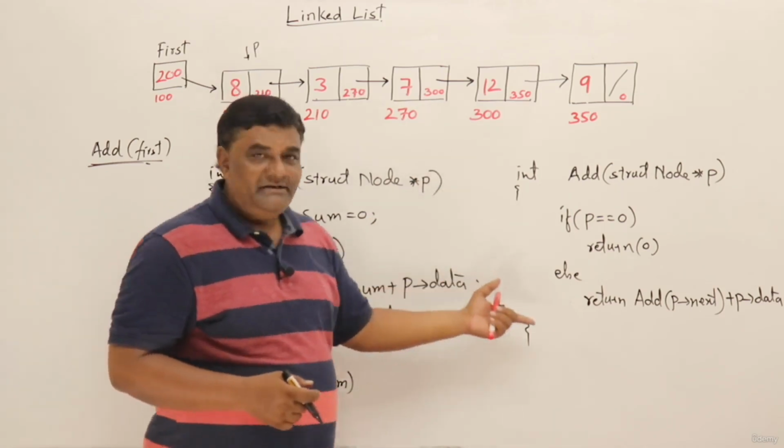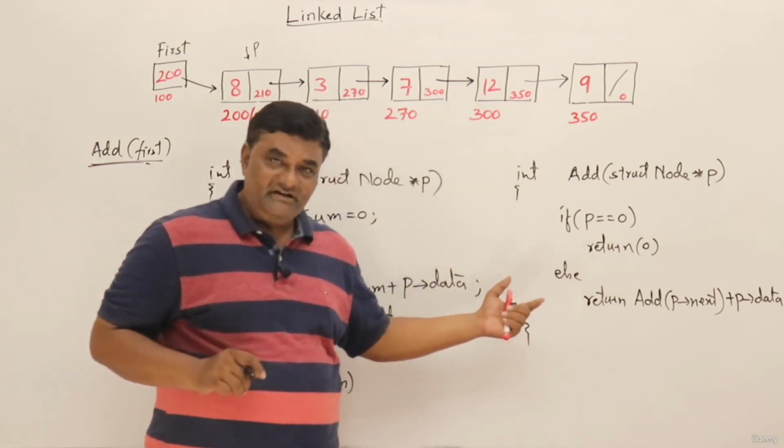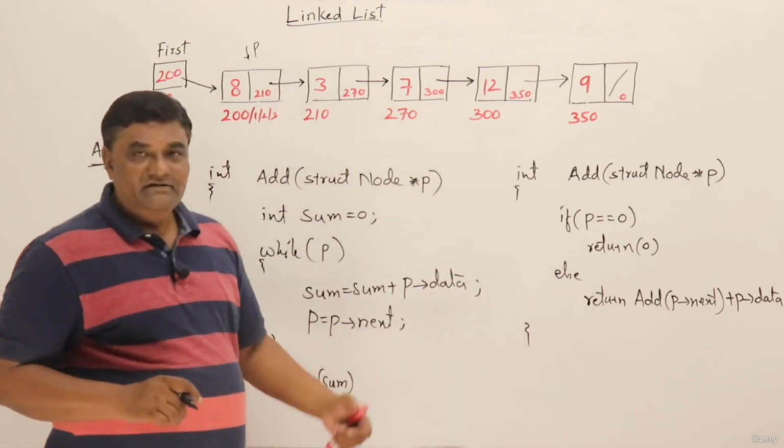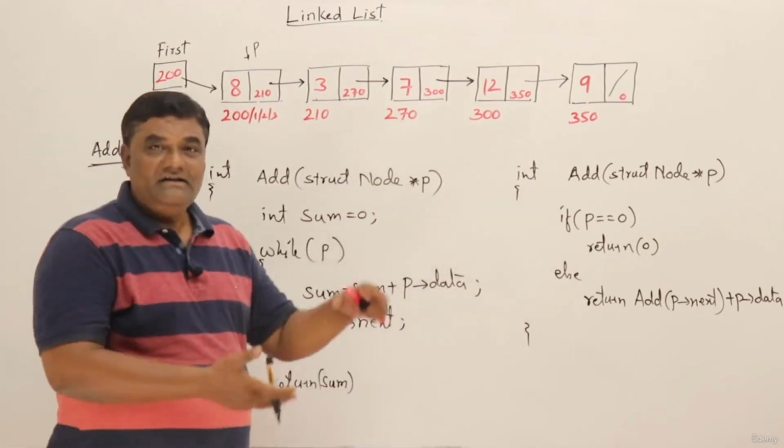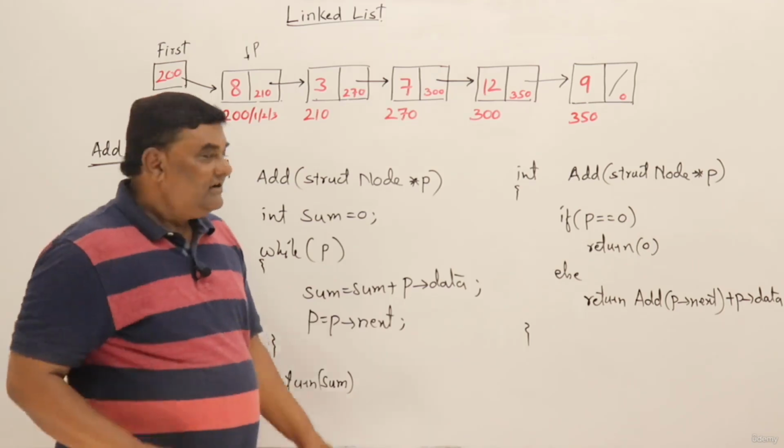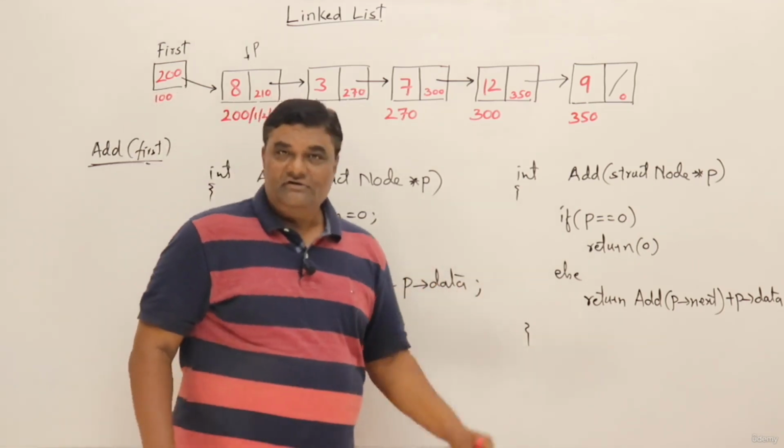So the working is the same, and we are already familiar with recursion. It uses the stack. It goes through all the nodes, so the time is order of n, and the stack space is also order of n. So the time and space of this function is order of n.